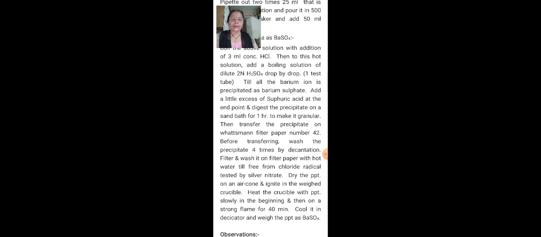After 5 minutes, you take it out of the crucible and weigh it on an electronic balance. You will get the empty crucible weight, A gram, and the empty crucible weight plus precipitate, that is B gram, and B minus A is equal to the weight of the product or the weight of the residue.